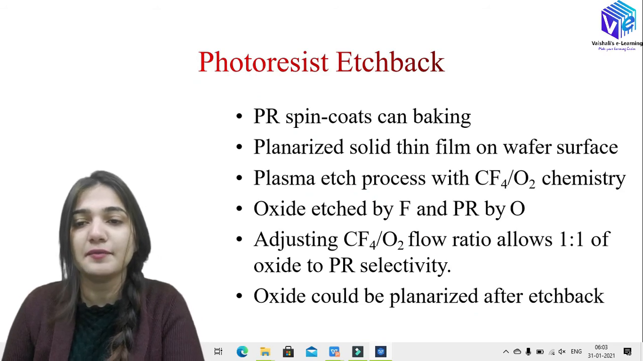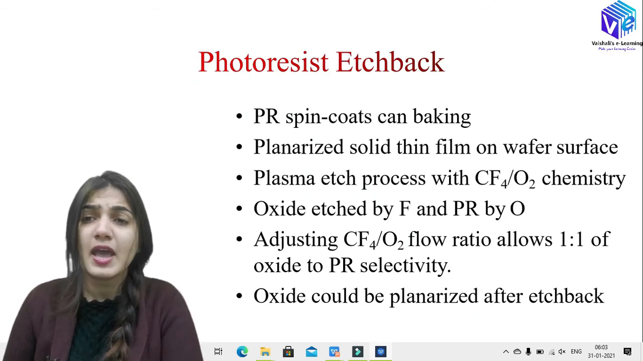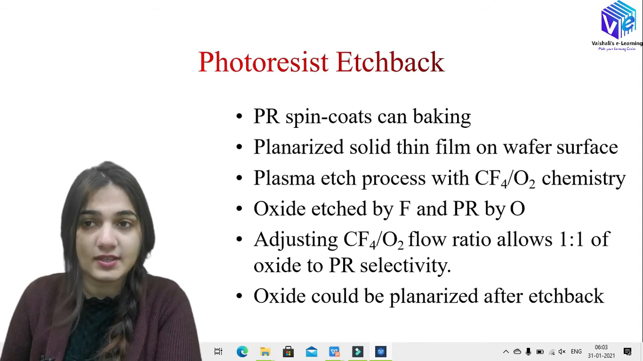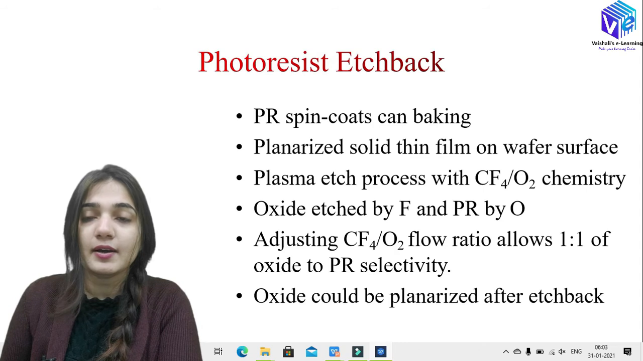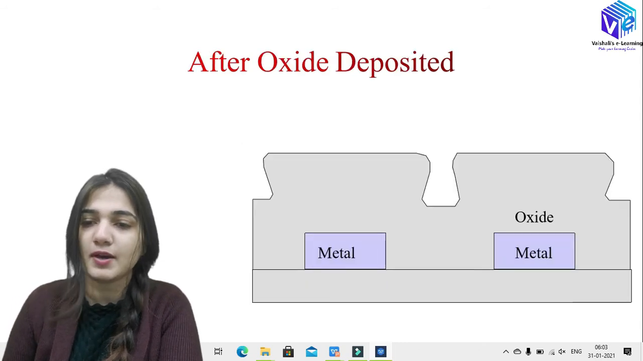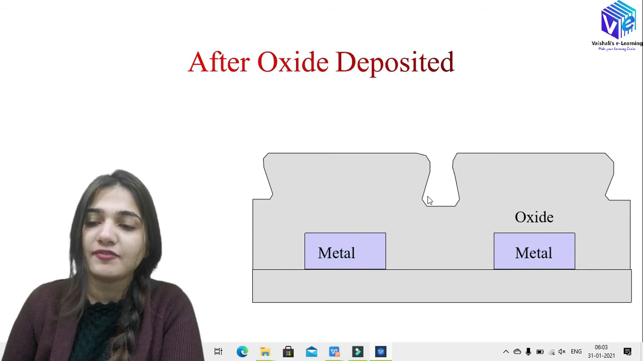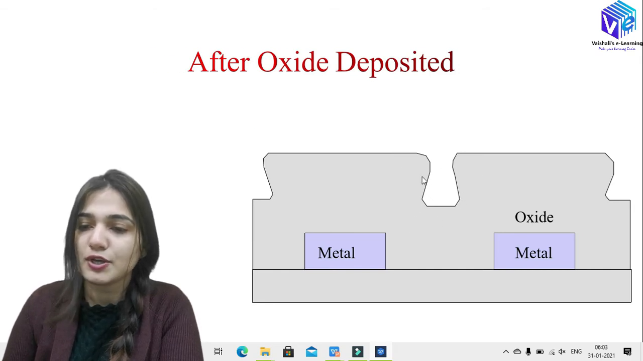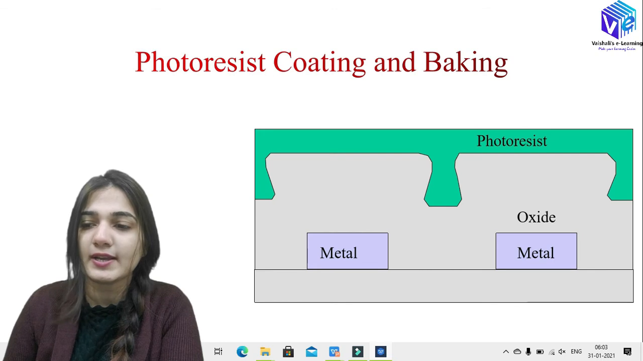So now after that we have the photoresist etchback. In the photoresist etchback, as the name suggests, we are using the photoresist. Okay, so we are doing the spin coating and the baking of the photoresist. So the first process step is after the oxide deposition. You can see this is the uneven or rough structure that we have. Here we have the roughness. Okay, so after that we are going to do the photoresist coating and the baking.